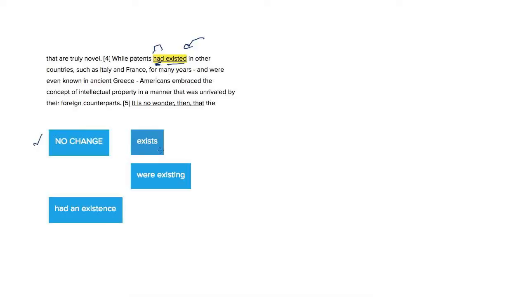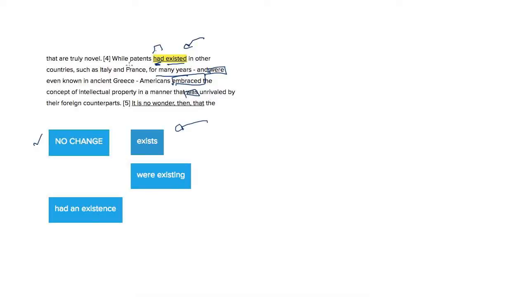While patents exists in other countries. Well, the problem with this is that in the first place, this is in the present. And we saw in the context of this sentence, it makes sense for it to have been in the past. Something could be going on in the present for many years, but it's a bit strange to say this. And more importantly, we have other verbs in the past. Were even known in ancient Greece. Americans embraced the concept of intellectual property in a manner that was unrivaled by their foreign counterparts. All of these words are in the past tense. So we can't stick in a present tense verb.